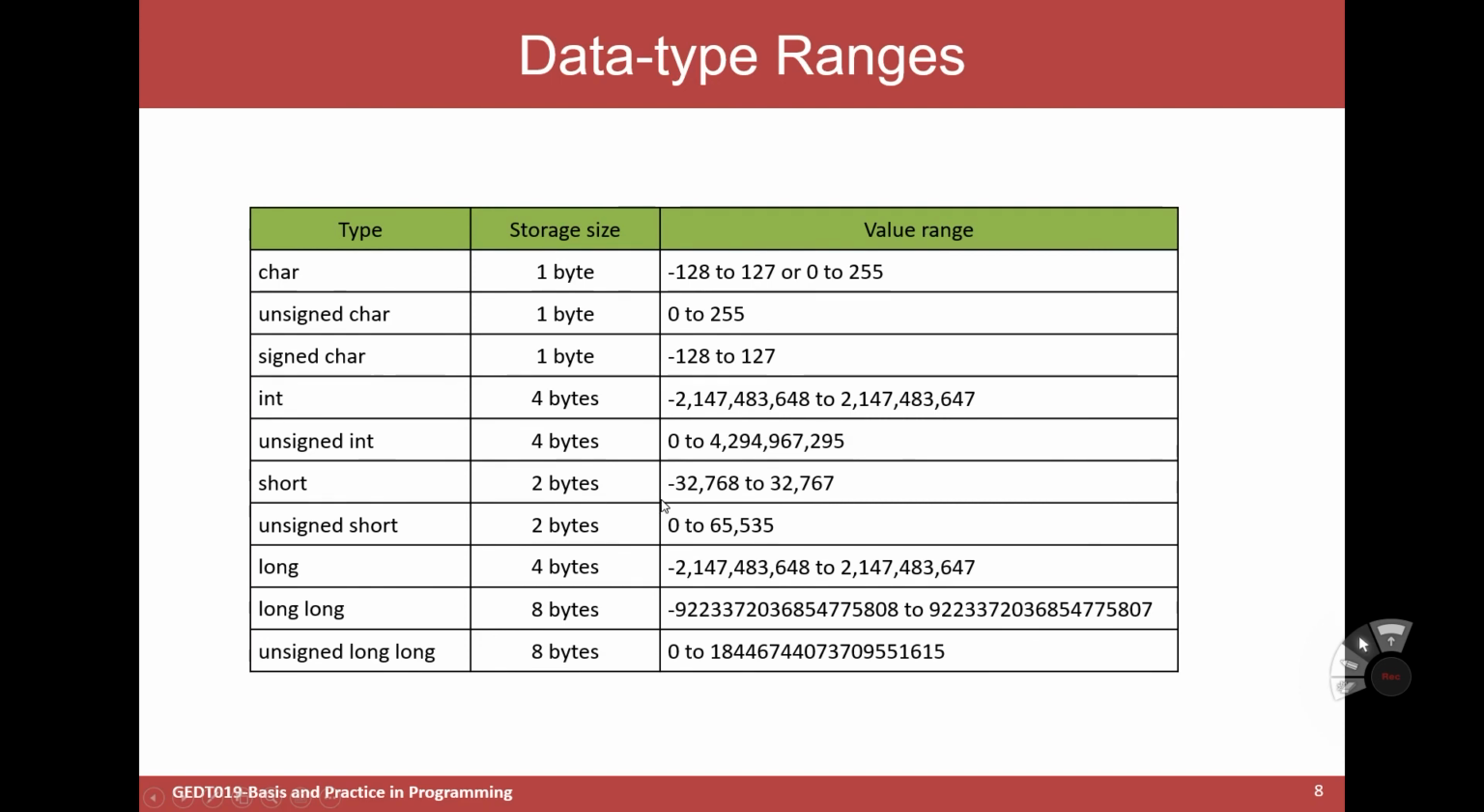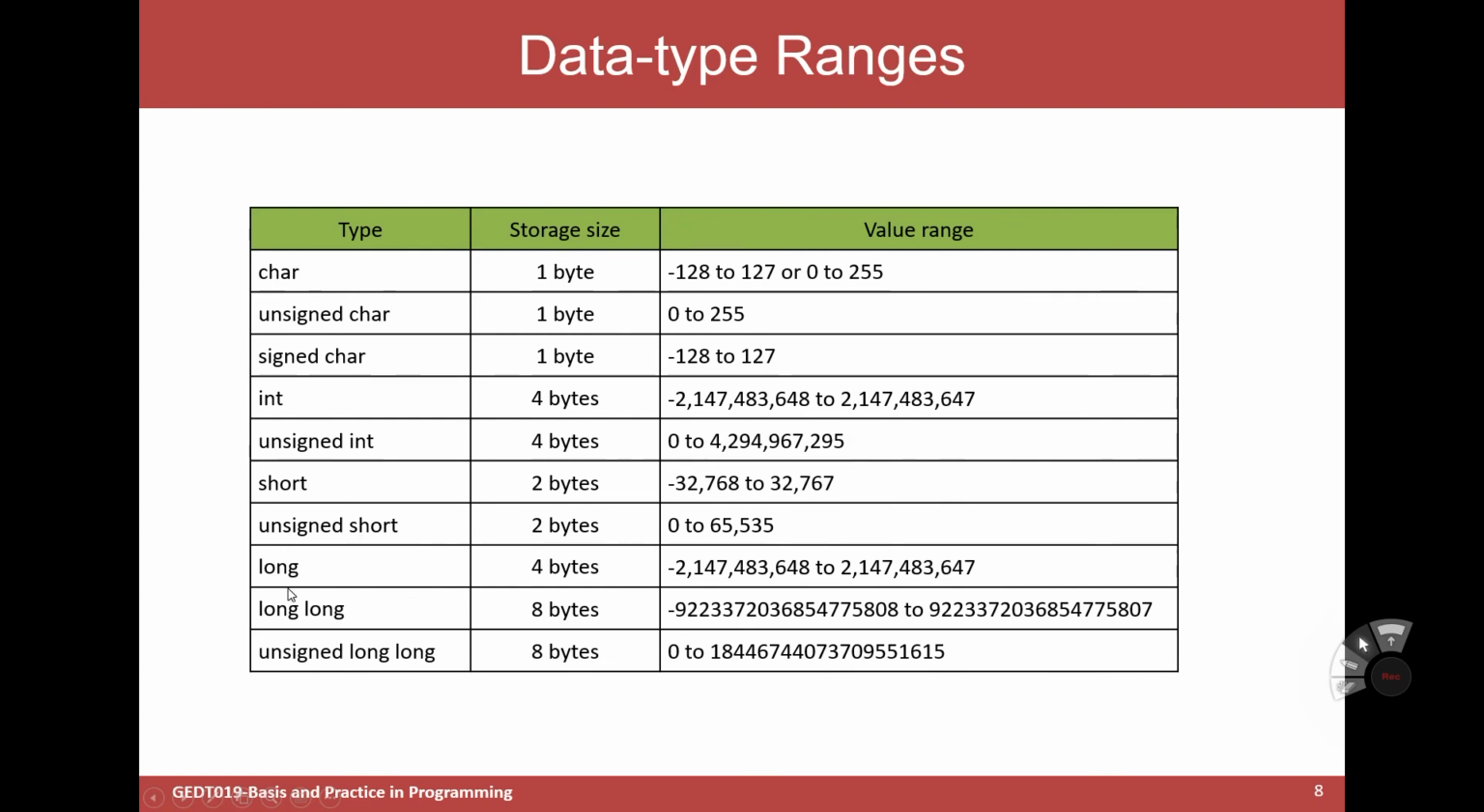That means you can save any number between negative 32,768 to 32,767. So any number between these two range is okay to save inside short. Okay, and for unsigned short, it will be only numbers from 0 to 65,535. So this is the range of the number you can save inside any variable with type unsigned short.